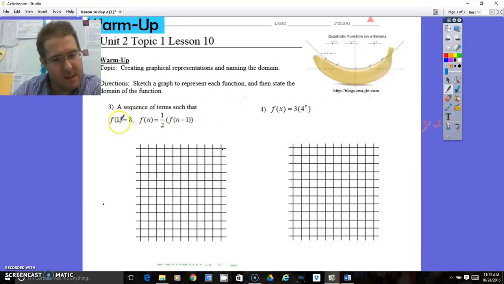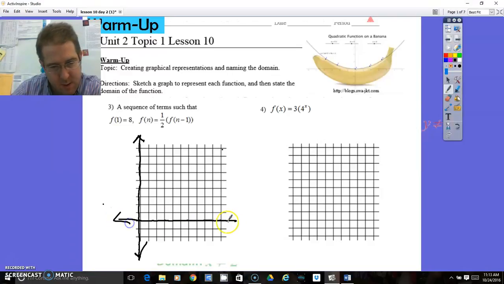And this one tells us that the first term is 8, and then each number after it, you take the previous number and you multiply it by half. So each number is half of the previous number. So I'm going to put my axes all the way down here. And the reason why I'm going to do that is because the first number is 8. 1, 2, 3, 4, 5, 6, 7, 8. The first number is 8. That's all the way up here.